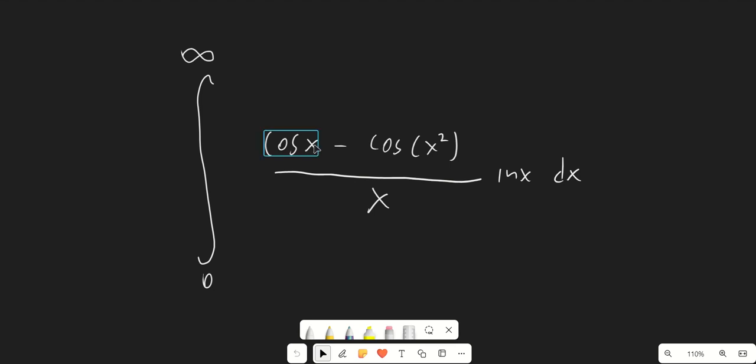Hello guys and welcome to another calculus video. In this video we're going to be taking on this nice integral right here. And I think that's pretty much it. Let's just jump right into it.